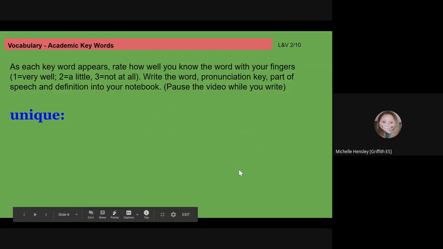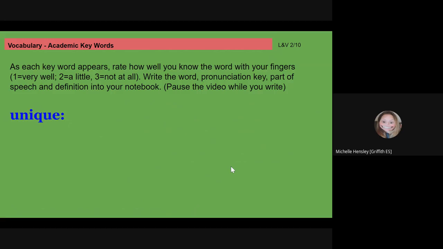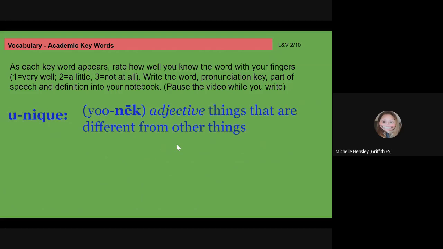Our next word is unique. How well do you know unique? Is that a 1? I know it and I can define it. A 2, I've read it and I've heard it, but I'm not sure I could exactly give you a definition. Or 3, I've never heard unique before. Unique has 2 syllables, and it's an adjective. That means it describes nouns.